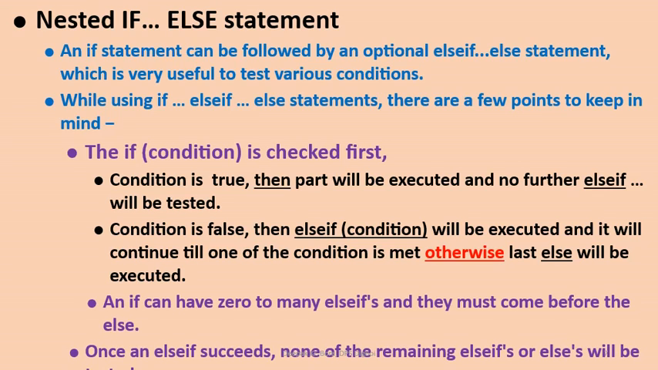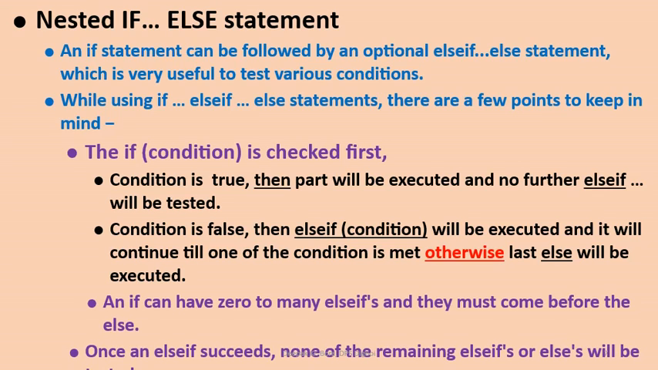While using if else statements, there are a few points that we have to keep in mind. First, the if condition is checked first. The first if that you write is going to be checked first. If that condition is true, then the then part will be executed and no further else if will be tested, so it will come out of the if else statement. If the condition is false, then the else if condition will be tested and it will continue till one of the conditions is met. If any of the else if conditions is true, then that will be executed, otherwise the last else will be executed. Means if no other else if is true, then the last else will be executed. We will see it with the help of an example after some time.